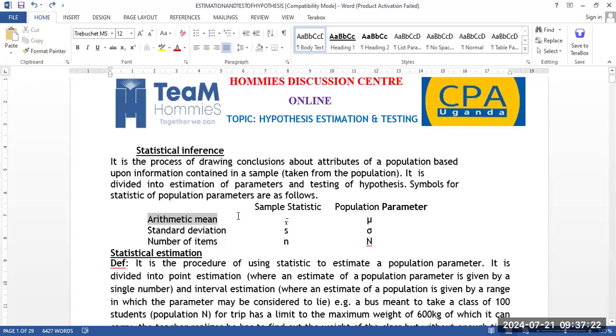If it is mean and you are talking about sample, are you seeing what we use? X bar. But if it is population mean, we use what we call mu. If it is a standard deviation for sample, you'll find that we are using S. Then for population, you'll find that we are using sigma. When it comes to these signs, that's where you hit the subject, the topic. Sigma and what? Mu.